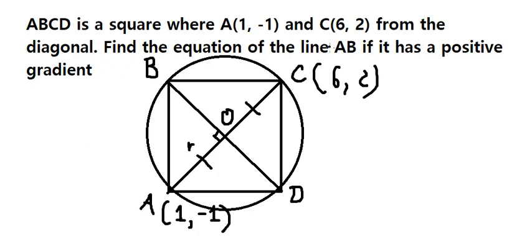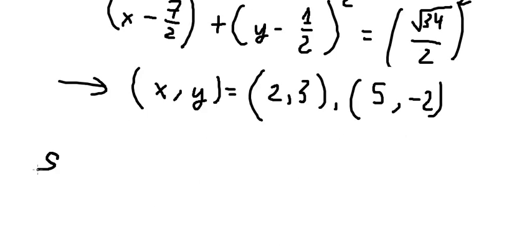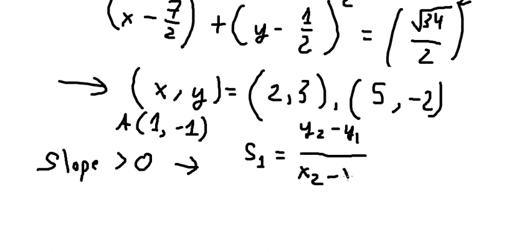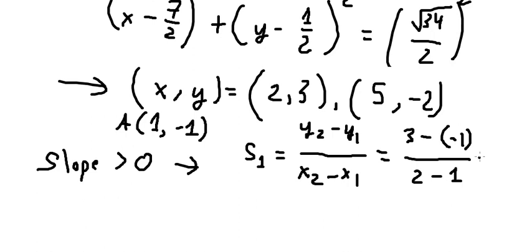On the question, we need to find the line AB, so it should have the positive gradient. That means the slope should be greater than 0. So because we have 2 points in here, we need to use the point A, (1, -1), to find the slope between A and this point and that point. So the slope 1 is y2 minus y1 over x2 minus x1. So y2 is 3, y1 is negative 1, x2 is 2 minus 1. So we calculate this one, we have positive 4.